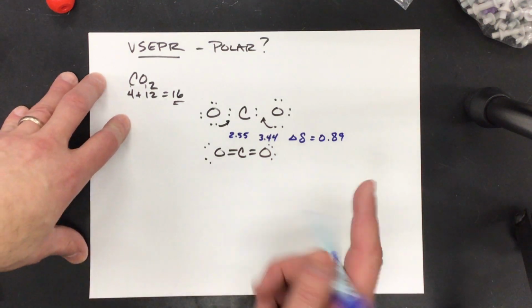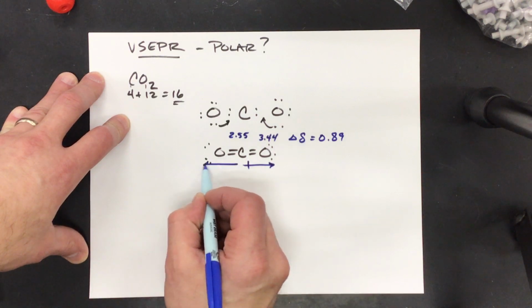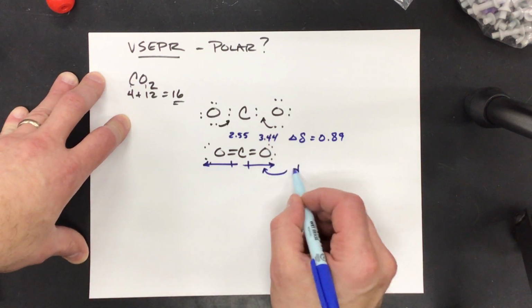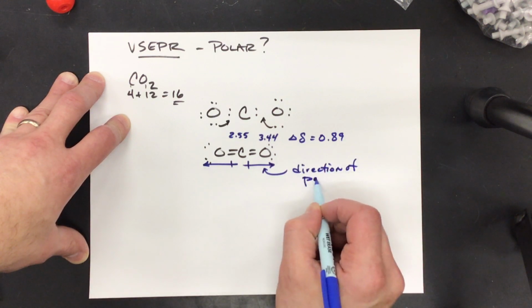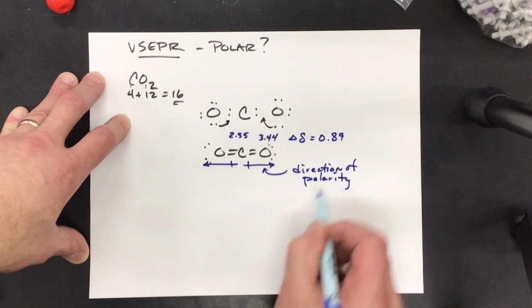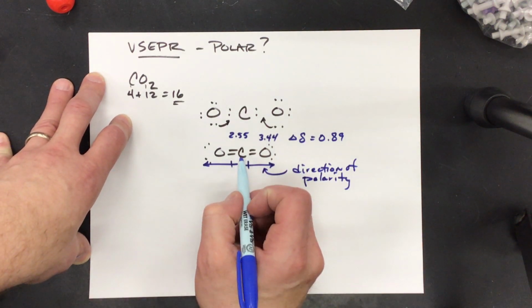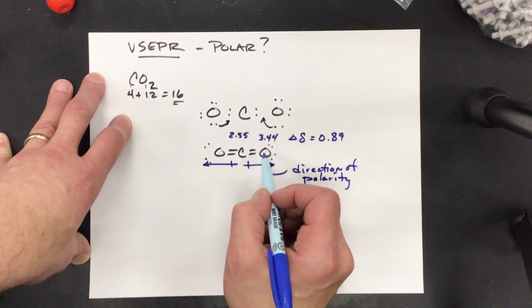Since we have 2 of those bonds and they're in opposite directions, look what happens to the dipole. This is called a dipole. That dipole tells the direction of polarity. The arrow points to the more electronegative element. The plus sign on the back is the lesser electronegative element. So carbon in this case is more electropositive, oxygen's more electronegative.